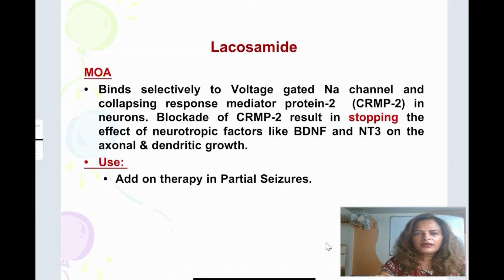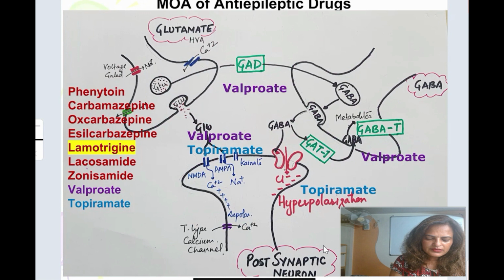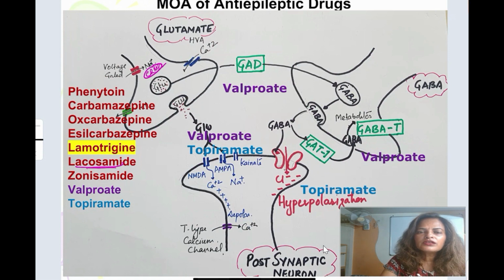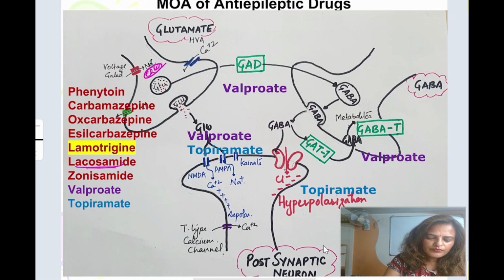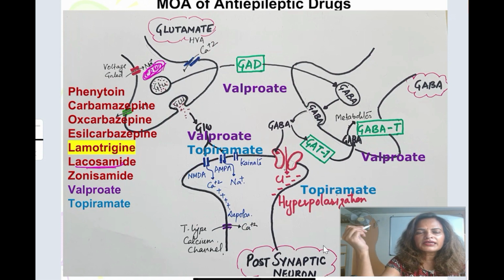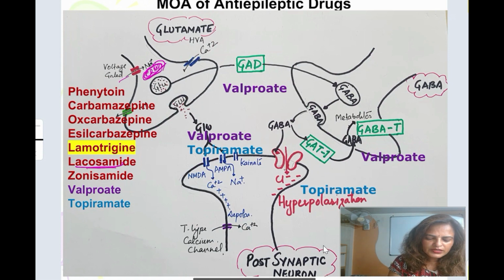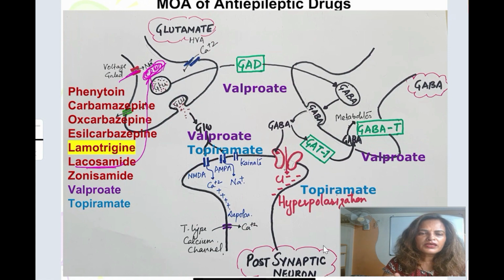Next is lacosamide. Now lacosamide is another next drug. This also has the same mechanism of action. Another thing is, in the neuron, I told you there is collapsin response mediator protein 2. Now what is its action? They promote the dendritic and axonal growth by activating the neurotrophic factors, that is brain derived neurotrophic factor and neurotrophin 3. Now this lacosamide does the prolongation, plus it also acts here. Okay, so it works here also.